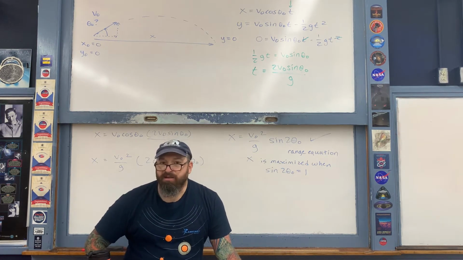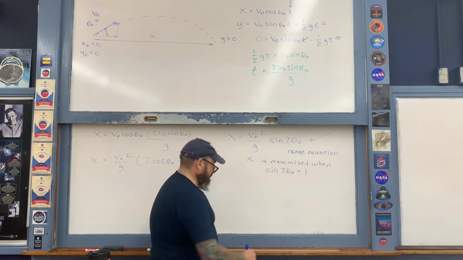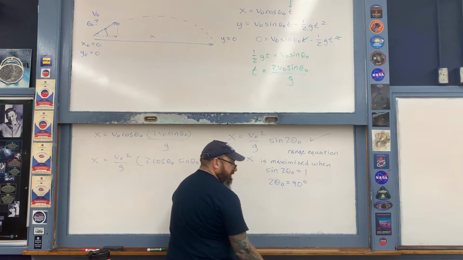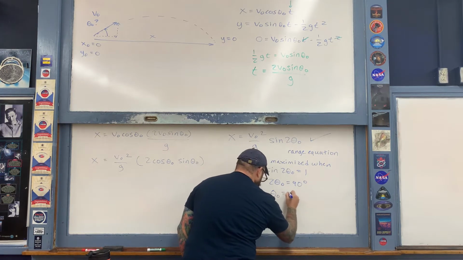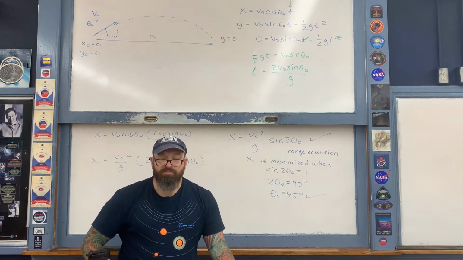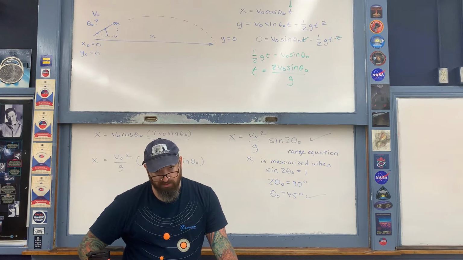Okay, now the sine of what angle is equal to 1? 90 degrees. So then therefore is the answer 90 degrees? No, 2 theta naught is 90 degrees. Therefore divide by 2 and theta naught is equal to 45 degrees. So we've done it. We have now proven that the range is maximized when the projectile is launched at a 45-degree angle.